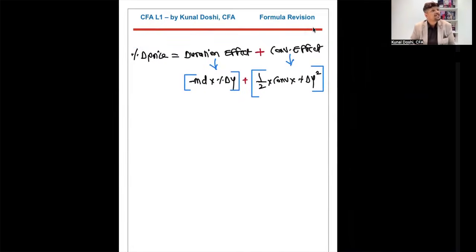Just remember, instead of change in yield, they may give you change in spread. The formula remains the same. So change in yield, change in spread shouldn't matter. Even if they give you change in credit spread, you still have to apply those basis point and multiply. Your calculation will not change just because of the name change. Is this clear?